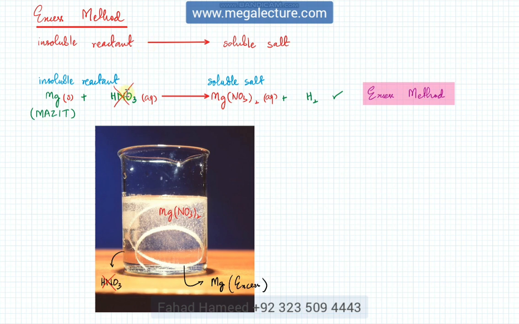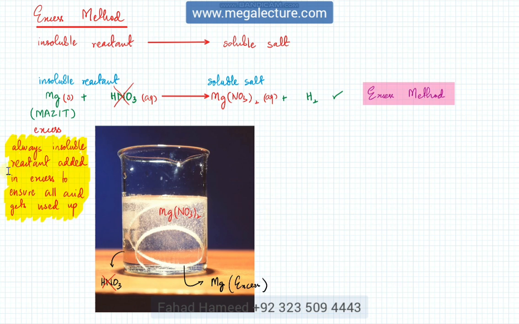So always remember that in the excess method, when you have this situation, you always add the insoluble reactant in excess. So always remember the insoluble reactant is added in excess because you want to get rid of all the nitric acid in the solution, because the solution will contain magnesium nitrate and you just want the salt. And that's it. That's a simple thing. Always remember, in an excess method, you just keep the insoluble reactant in excess.